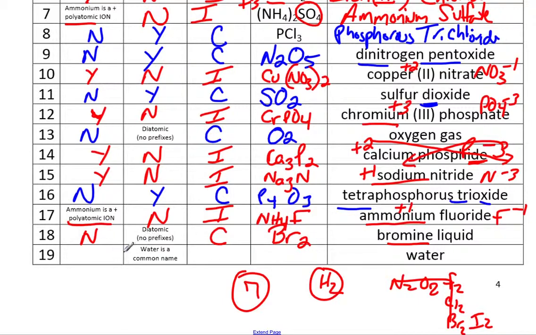And finally, water. Water is obviously a covalently bonded structure. It does not contain a metal. It's H2O, and we don't have to worry about prefixes because water is just its common name. Its real name would be dihydrogen monoxide.